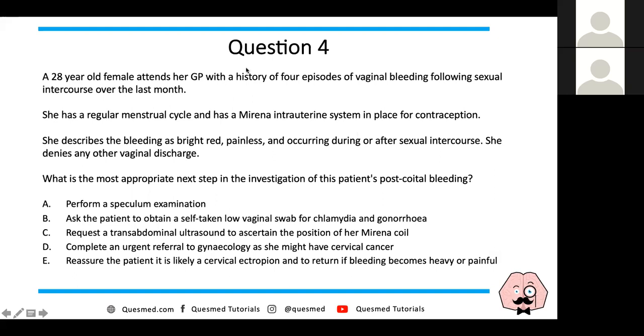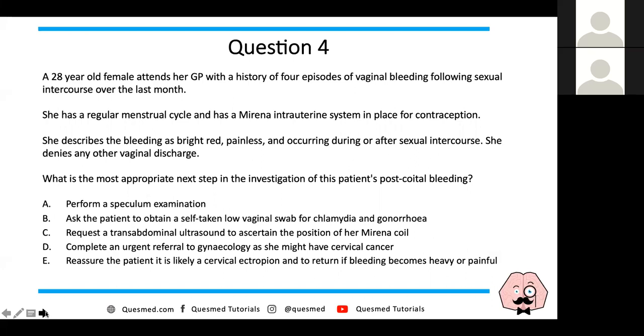Perfect, thank you for contributing. Most people are going with A there, perform a speculum examination. So this young lady has post-coital bleeding, doesn't she? She's having 4 episodes of bleeding following sexual intercourse. She's got a regular cycle, she's got her Mirena in, and she describes this bleeding as painless, and she doesn't have any other kind of symptoms.